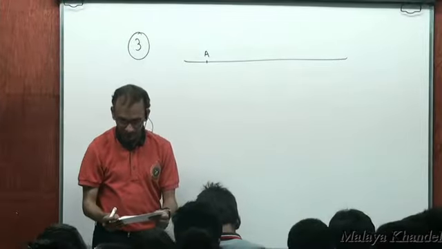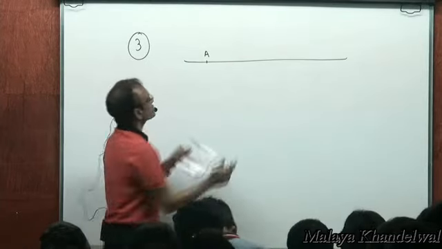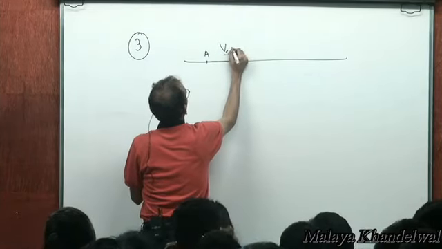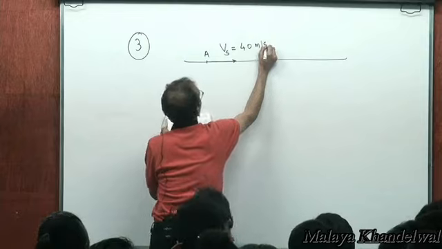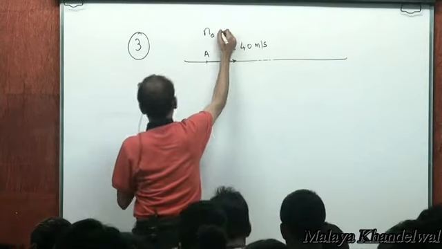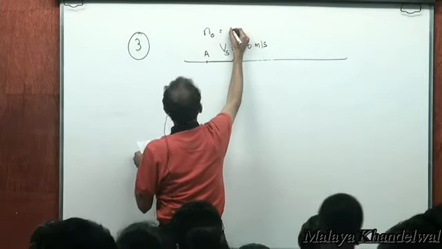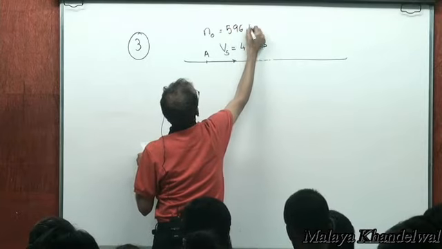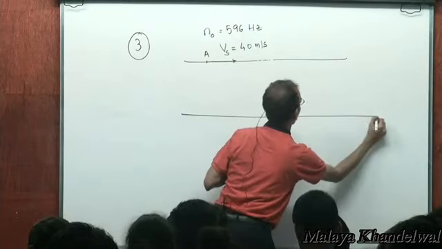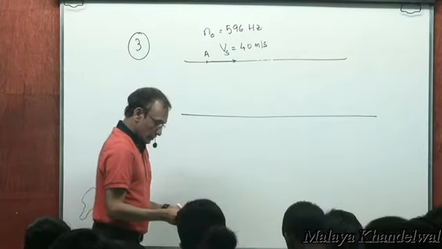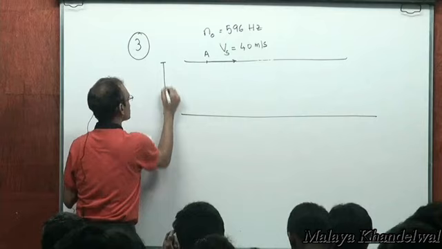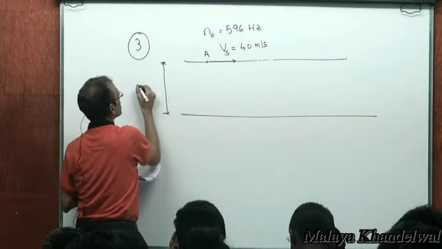There is a train A which crosses a station at the rate of 40 meters per second as shown. This is like a source emitting a short pulse of frequency 596 hertz, right? Then there is another parallel track. And the separation between these two tracks is given to be 99 meters.